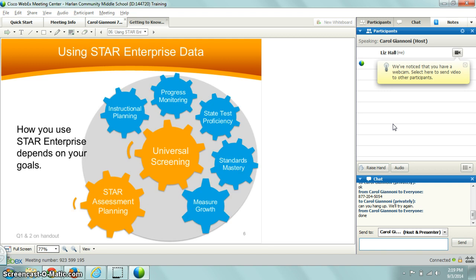So some of the uses for STAR, right now we're talking about the assessment and universal screening, but based on that scaled score, you can also do some instructional planning, progress monitoring, and I know that's going to be a big one for you since you have the RTI program, but it's also going to help you estimate proficiency on your state tests. It's going to help you look at standards mastery to see where your students fall in line with that, and then you can measure growth. That's a whole other session that's more helpful after you do your second assessment, because then you can do that comparison between the first and the second. Okay.